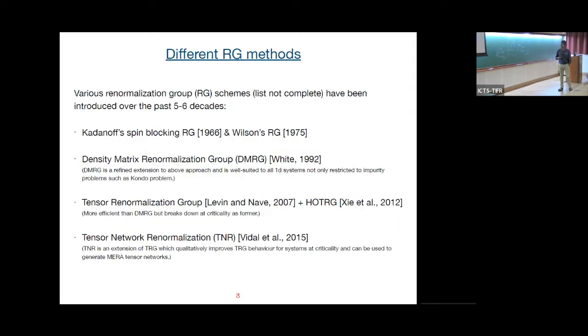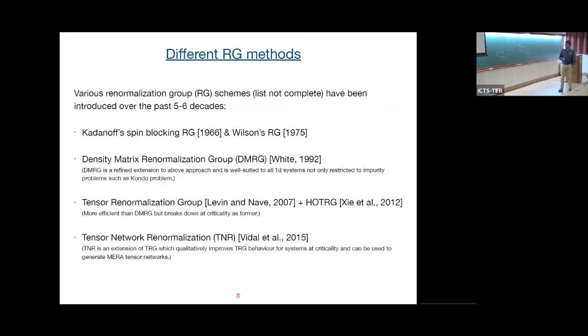Okay. Starting with different RG methods, there have been various renormalization group schemes, and some of the flavor of this you heard in Anna's talk, starting from Kadanoff's spin blocking around 66, then Wilson's RG around 1975. And then the field was like, nothing much happened for 17 years. And then there was this very interesting paper by Steven White, and that is DMRG.